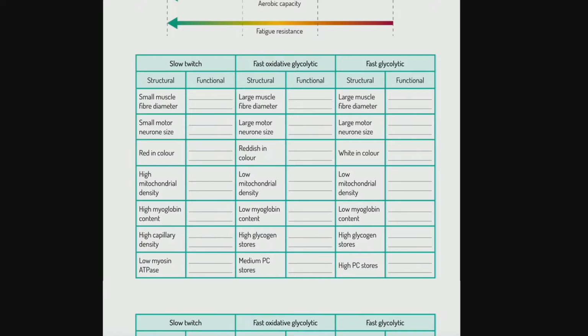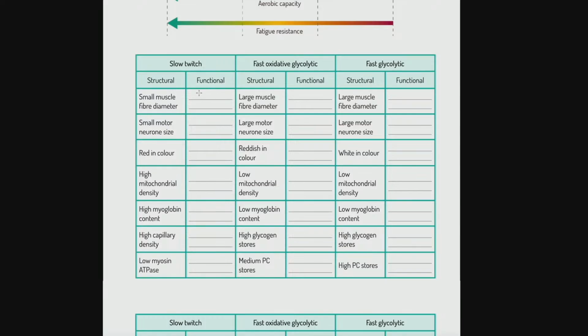But what we're going to do, in a lovely red colour, because these muscle fibres are quite red... Come on, not sure why. Just bear with me a second. My screen is... Oh, there we go. We're back. So what we're going to do here is look at the functional characteristics.